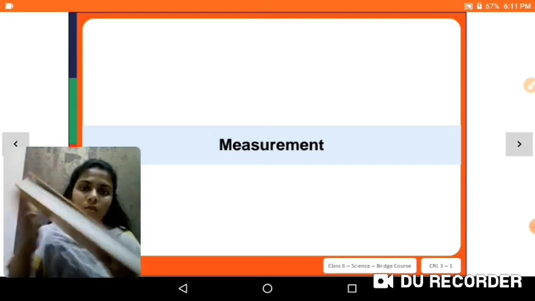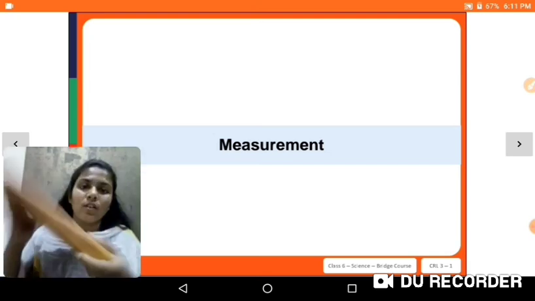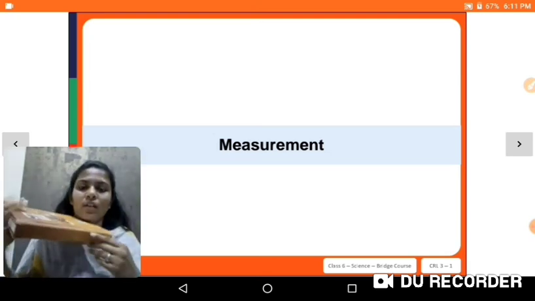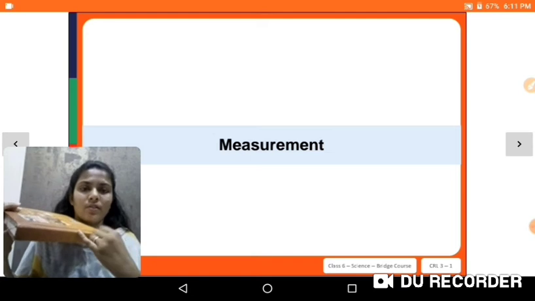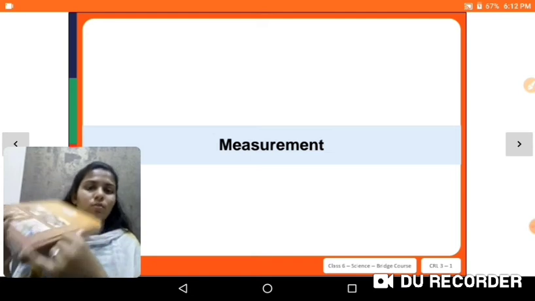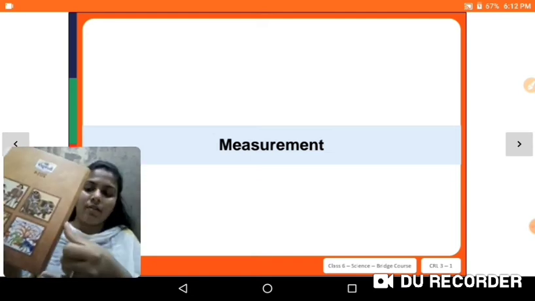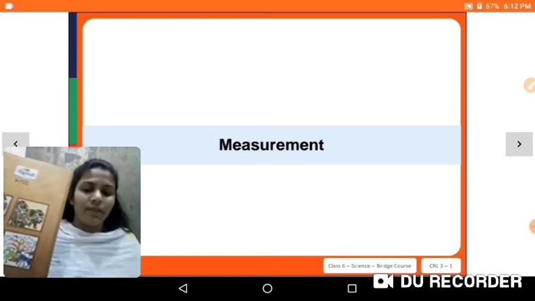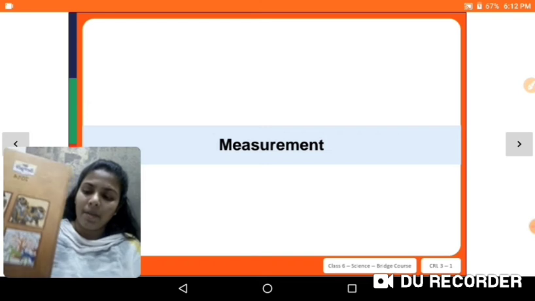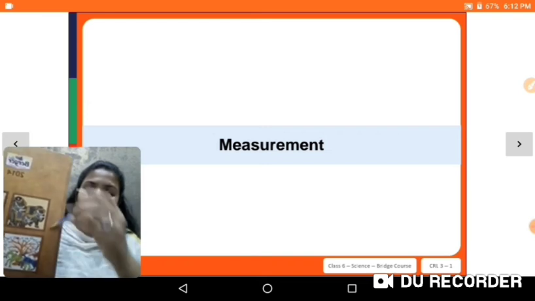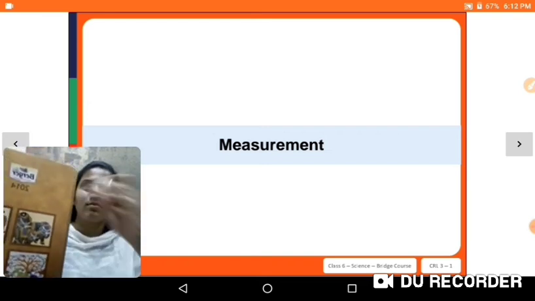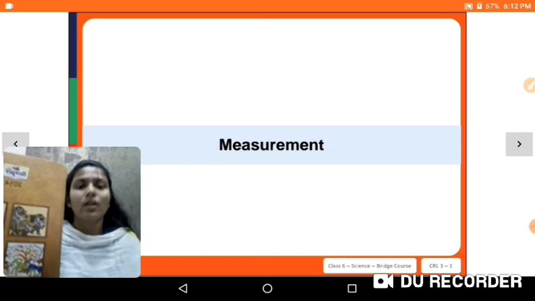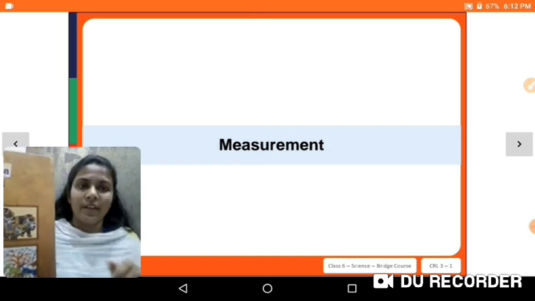So here is a book. If we want to know the length of this book, we can do it by one system, by measuring like this, how much this book measures with a hand span method. Another way, if we compare with something, this is a pencil, we can say that this book is 3 times this pencil. But this is not a perfect measurement.